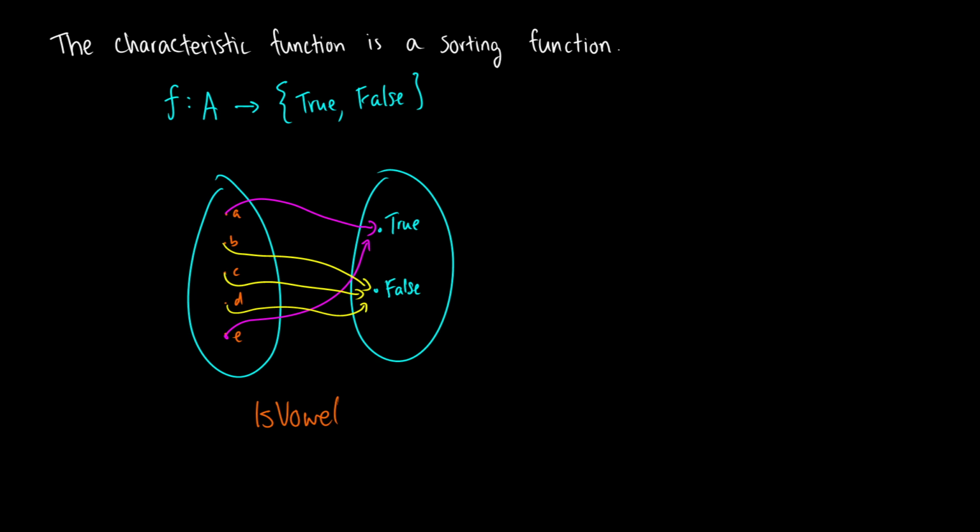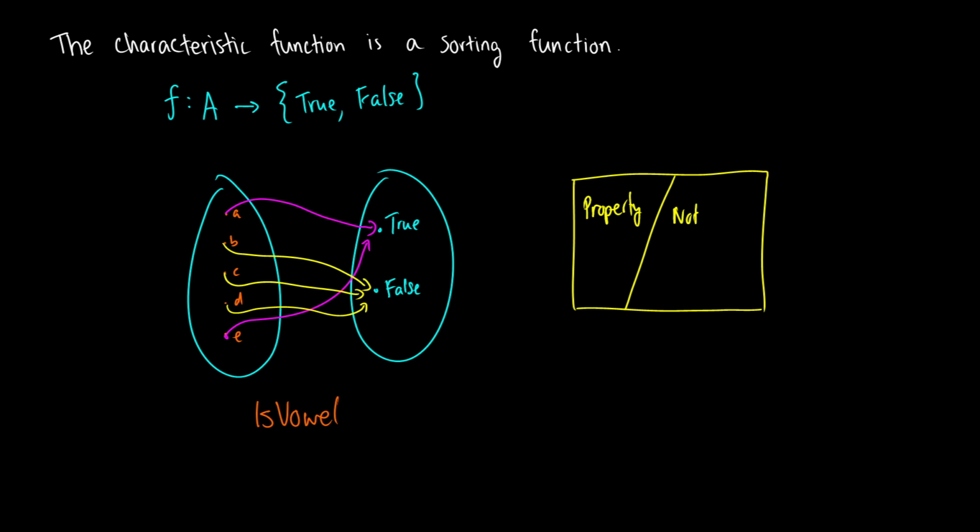So what these characteristic functions do is they sort our sets into essentially two halves. We have the elements that have some specific property, and then we have elements that do not have that specific property. So these are all of the trues in the properties, and these are all of the falses in the not properties. Now, the term for this is called a predicate. So this does relate very closely to predicates in linguistics.